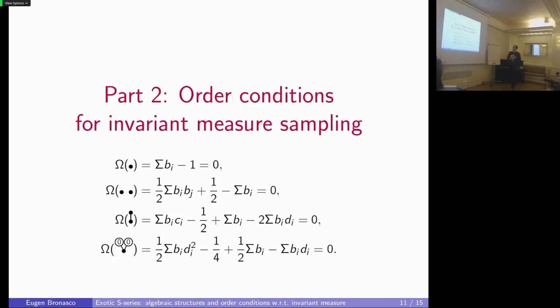In the second part, we are going to discuss order conditions for invariant measure sampling. Here we have a list of some order conditions. We note that every order condition corresponds to a certain exotic forest of a nice shape. Here we have 4 of them. An order condition is satisfied if it is equal to 0. Now we will also look at a property which says that, for example, in this case, the second order condition is satisfied automatically if the first order condition is satisfied. So this allows us to reduce the number of order conditions significantly.